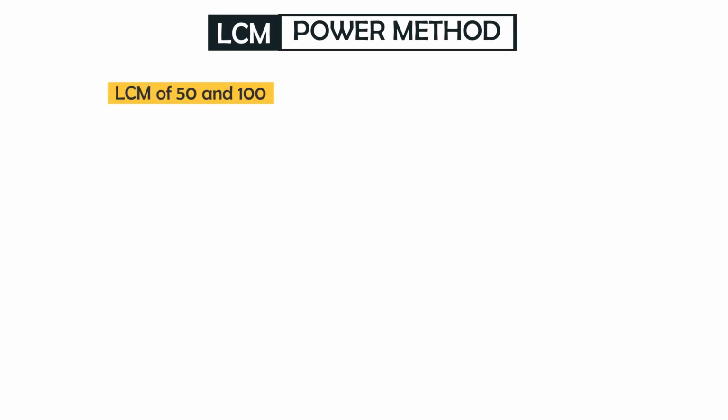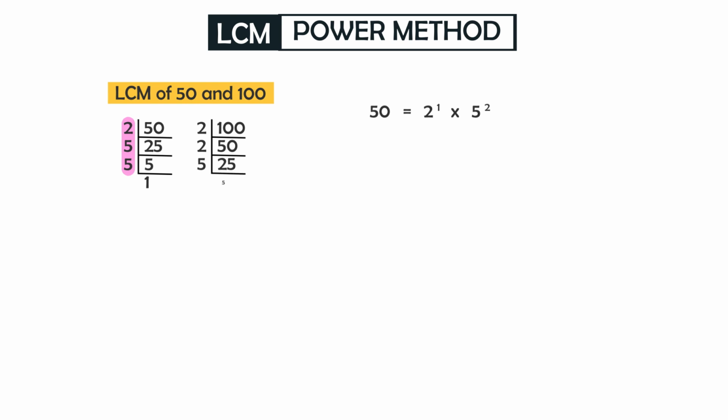Okay, now let's find the LCM of 50 and 100 using the power method. 50 divided by 2 is 25, 25 divided by 5 is 5, 5 divided by 5 is 1. So we can write 50 as 2 to the power 1 into 5 to the power 2. 100 divided by 2 is 50, 50 divided by 2 is 25, 25 divided by 5 is 5, 5 divided by 5 is 1. So we can write 100 as 2 to the power 2 into 5 to the power 2. In this example, we don't need to balance the powers because both 50 and 100 have 2 to the powers and 5 to the powers.